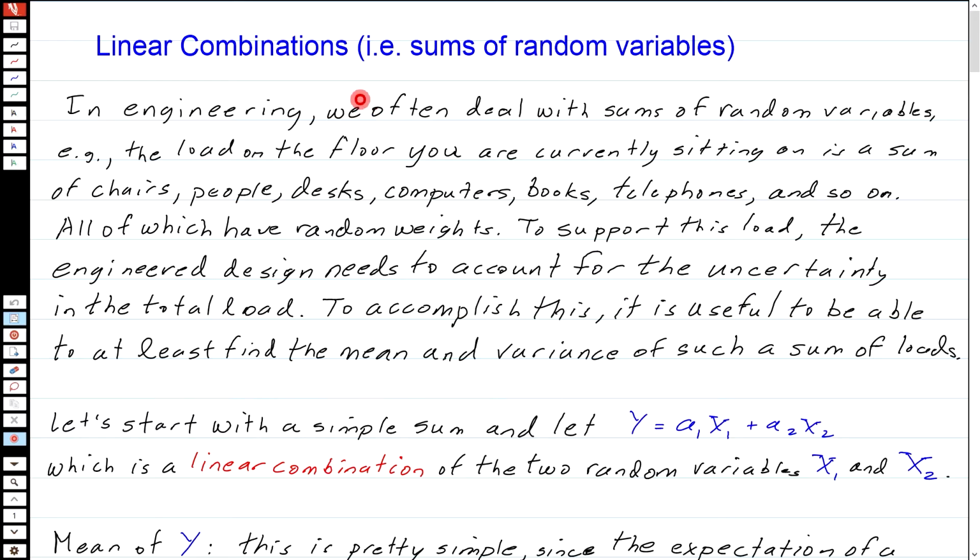Okay, so this section is called linear combinations, which is sums of random variables. We know that we often deal with sums in engineering. The load on the floor that you are currently sitting on is a sum of chairs, people, desks, computers, books, telephones, and so on, all of which are unknown or uncertain and therefore are considered to be random. To support this load, the engineer needs to account for the uncertainty in the total load, and the total load is a sum, of course. So basically, we need to know both the mean and standard deviation. We also need to know the complete distribution, but the most important thing is to get the mean and standard deviation.